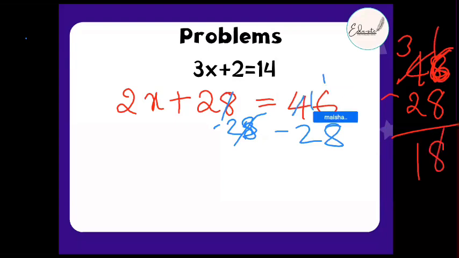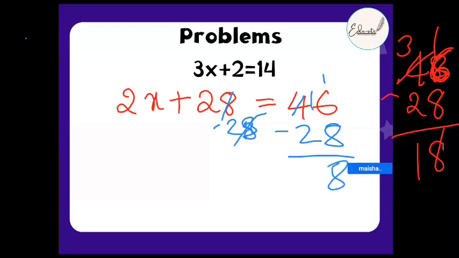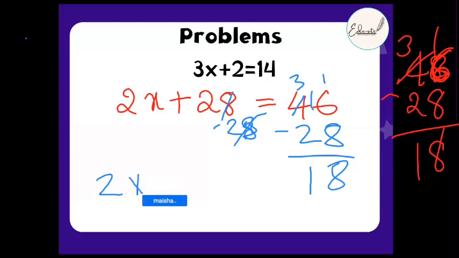16 actually. This would become an 8. And then this would become 3. 3 minus 2 is 1. 18. So we got 18. So what is on the left hand side, beta? What is on the left hand side? X equal to 18. Excellent, excellent.